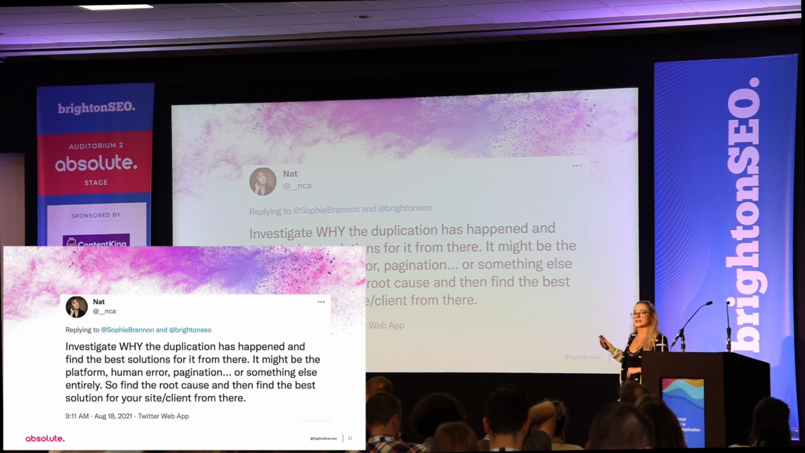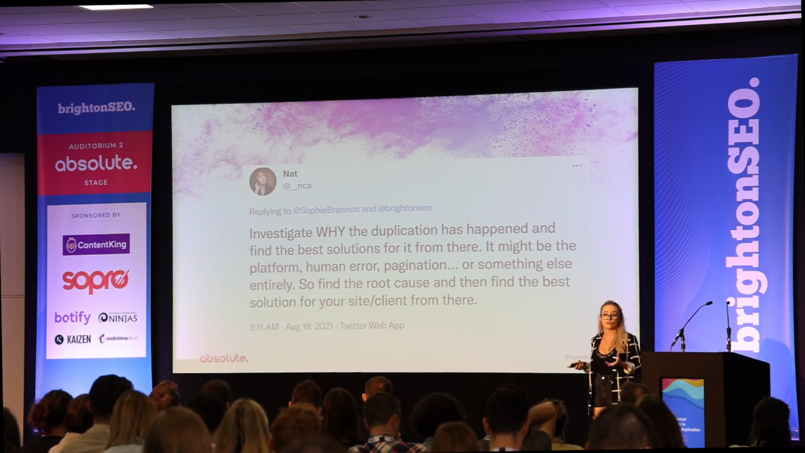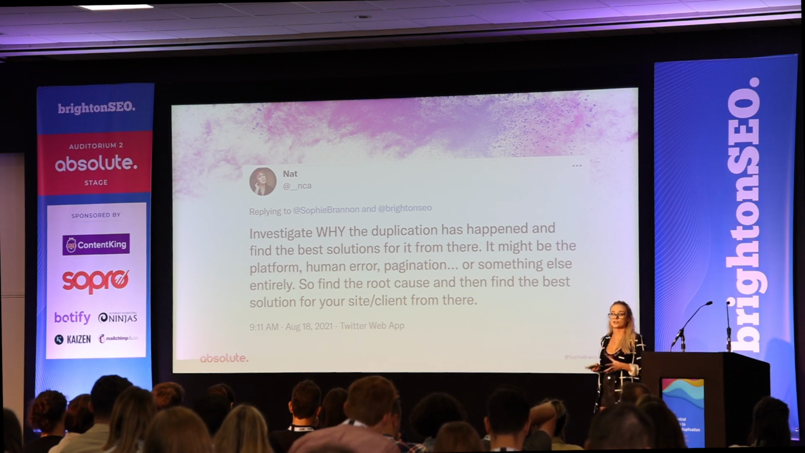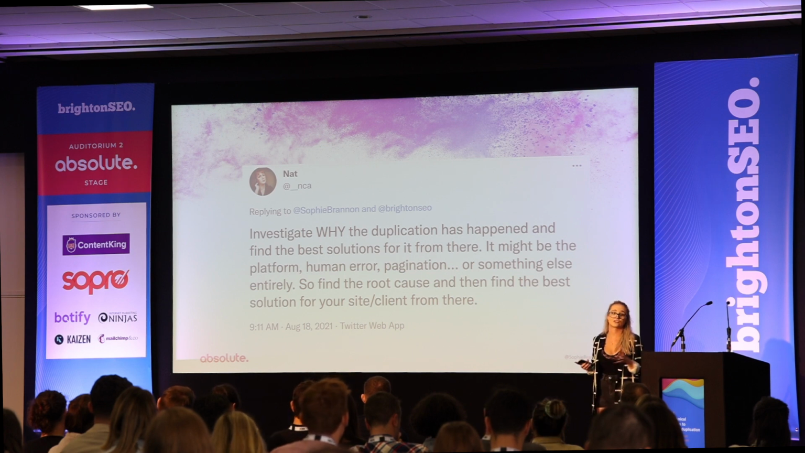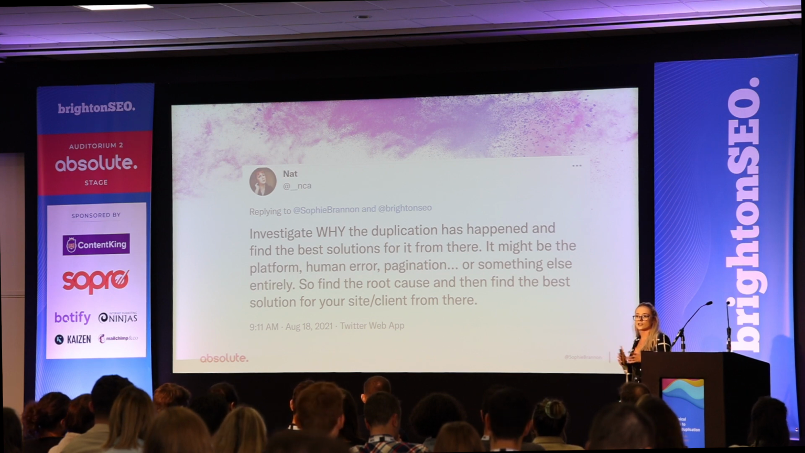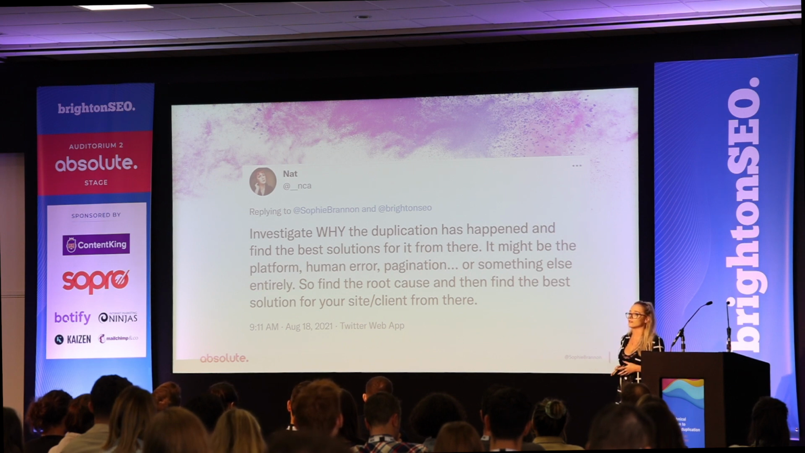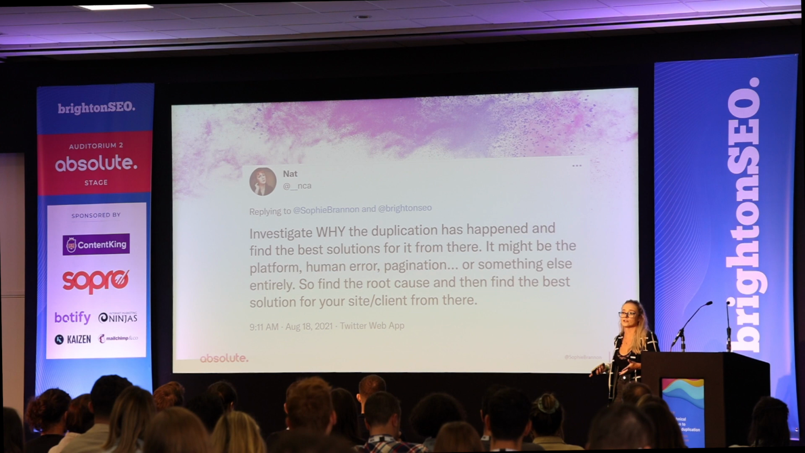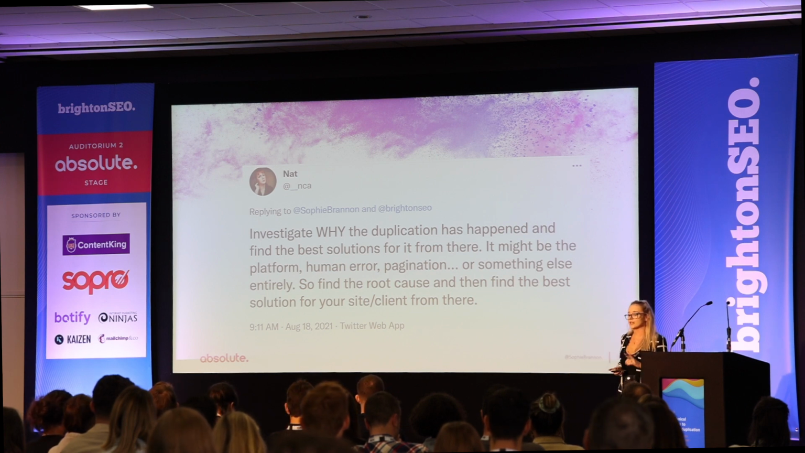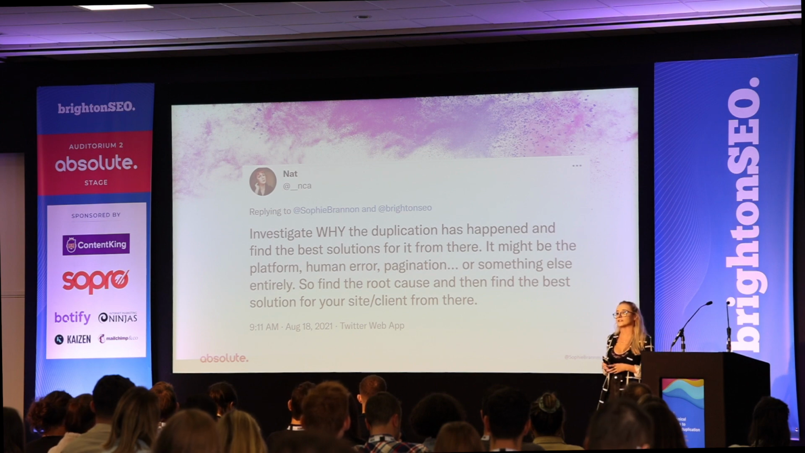So Nat had a really great point when it came to what other options there are. So why not start with why? Why is that duplication occurring? And then working out what the best solution is from there, rather than just a blanket, let's canonicalize it. There's a number of different reasons why that canonicalization could be needed, but perhaps that particular content duplication issue is caused by things such as the platform. It could be human error. Someone's accidentally published the same page twice, or 3 times, or 4 times. It can happen. Or maybe it's pagination. So finding that root cause first, and then finding that best solution.